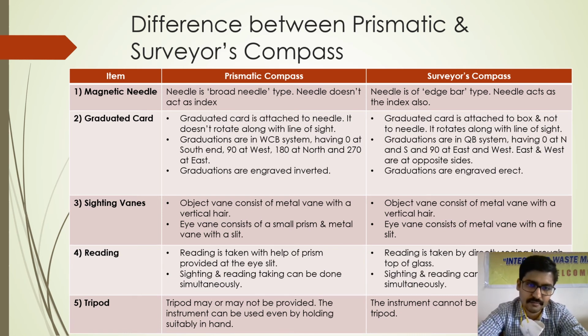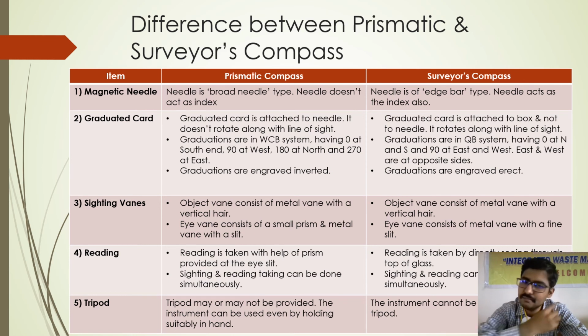The first thing is the magnetic needle. In prismatic compass, the magnetic needle is a broad needle type and it doesn't act as an index, right? Whereas in Surveyor's compass, the needle is edge bar type, and it acts as an index. Acting as an index in the sense what? The pointer shows the angle, or nothing but the bearing. You have seen in the earlier video that Surveyor's compass has got a sharp edge at the end, so that acts as a pointer or an index to show the bearing of that particular line.